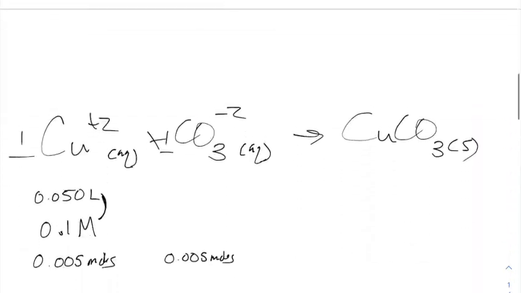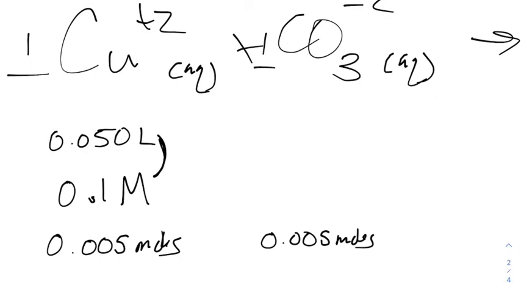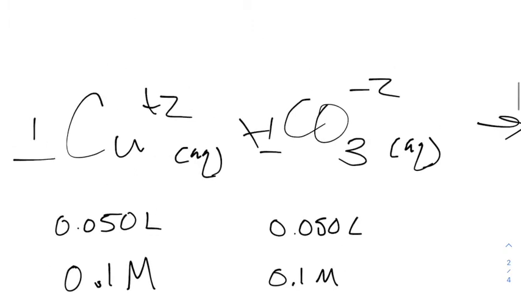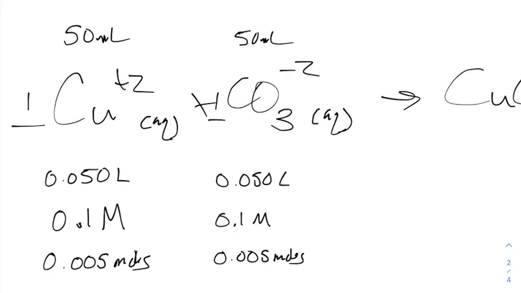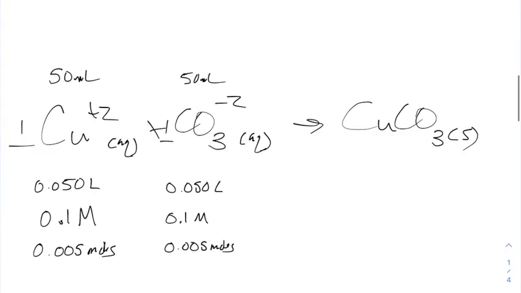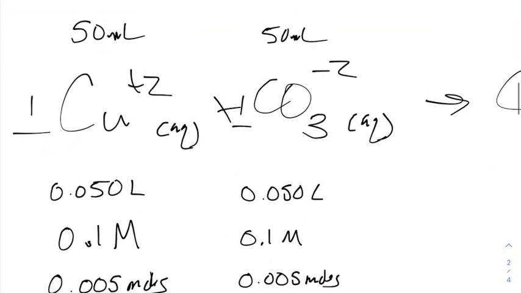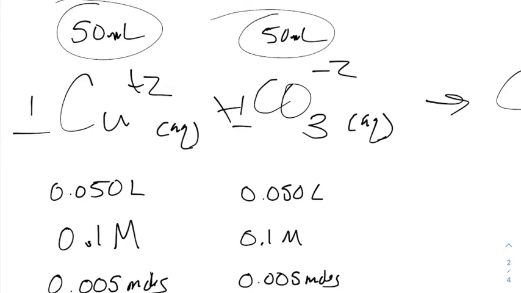So just some little logic math will tell you that if we need the same amount of these guys, and this is also 0.1 molarity, then I would also need 0.050 liters there. So I would need the same amount. So I'm going to need 50 milliliters of this guy, and I'm going to need 50 milliliters of this guy to make sure that I have enough to get proper precipitation in order to create my copper carbonate over here. So if it's the copper +2, then I would need 50 and 50 that's there.